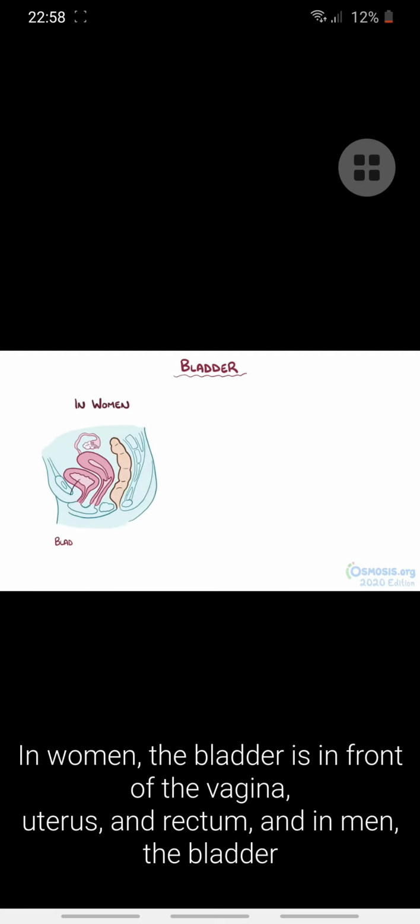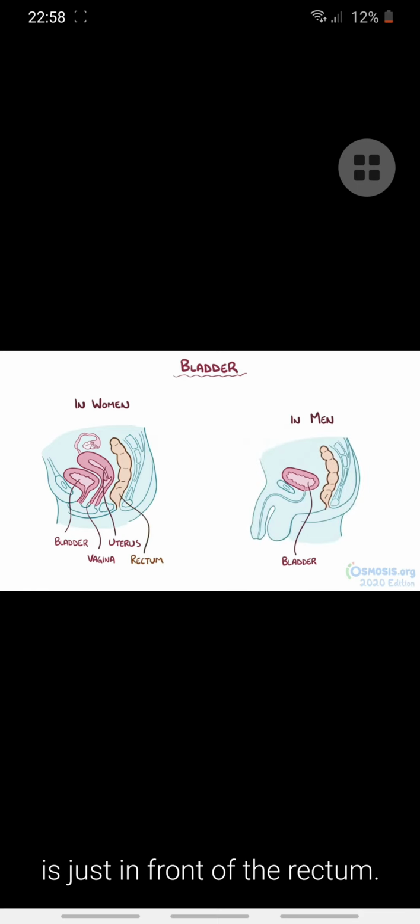In women, the bladder is in front of the vagina, uterus, and rectum. And in men, the bladder is just in front of the rectum.